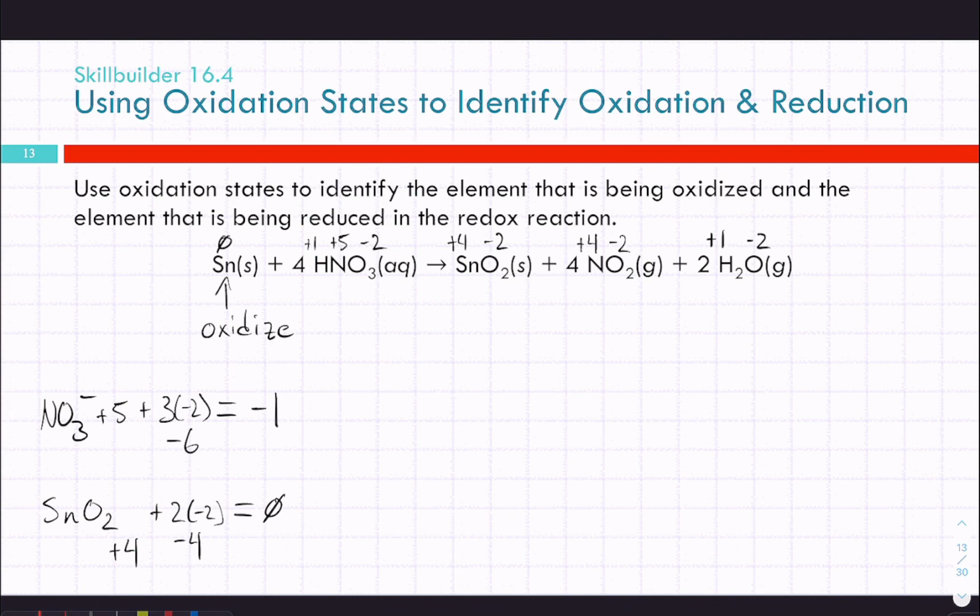It's been reduced, yeah. And again, we can use a timeline or number line to help identify that. So we've actually gone from +5 down to +4. So that's moving to the left. It's lowering the oxidation state. So it's being reduced.